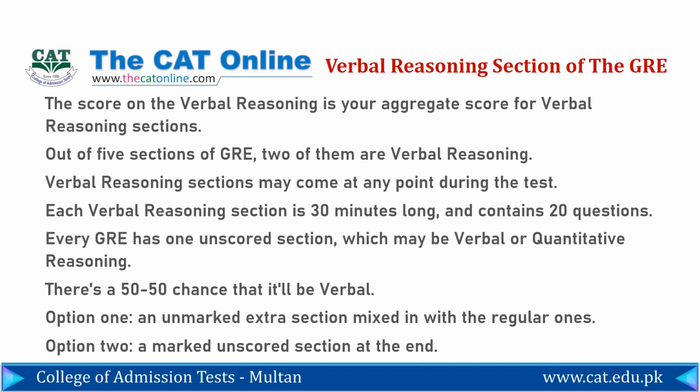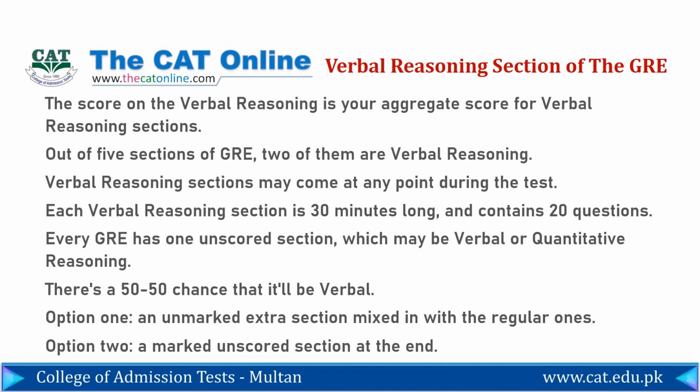In the case of option 1, you're taking the extra section to try out questions for future GREs, or to help equate difficulty levels between tests. It's pretty lousy that you have to pay to be the GRE test writer's guinea pig, but there's not much you can do, and there's no way to tell which section is unscored, so just try your hardest on all of them.